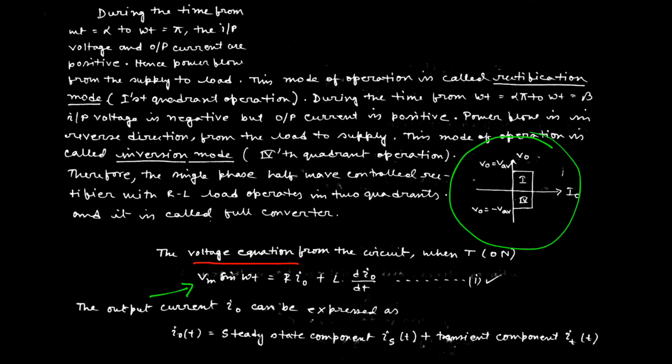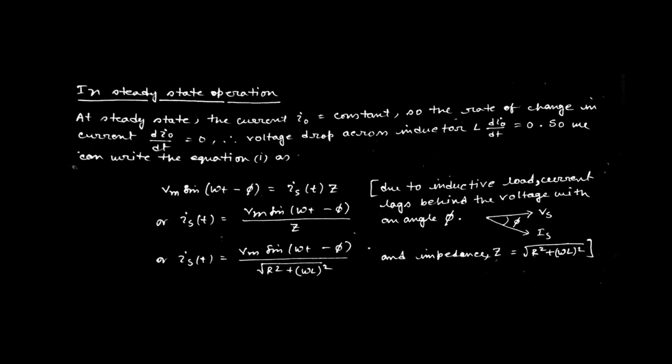The output current i0 can be expressed by two mode operations: the steady state component, defined by i_ST, which we consider the steady state current, and for transient operation, the transient component of the current, defined by i_T. First, for steady state operation. In the steady state operation, the current i0 is constant, so the rate of change of current, di/dt, should be 0. That means the voltage drop across the inductor is considered 0.